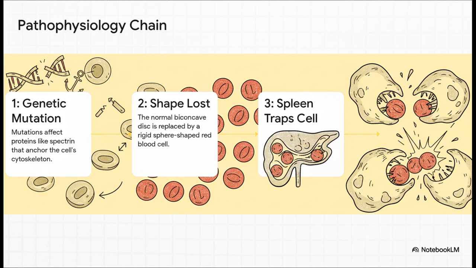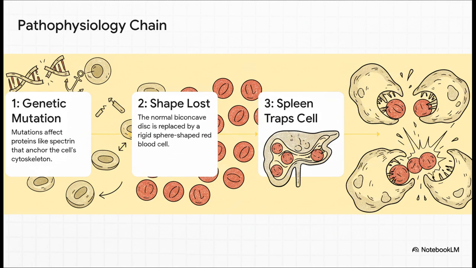Okay, this slide lays out the whole story perfectly. It all starts with a genetic mutation, usually autosomal dominant. This mutation messes with proteins like spectrin that are basically the scaffolding of the red blood cell's cytoskeleton. Without that internal support, the cell can't hold its normal, flexible biconcave shape, and it collapses into a rigid little sphere.